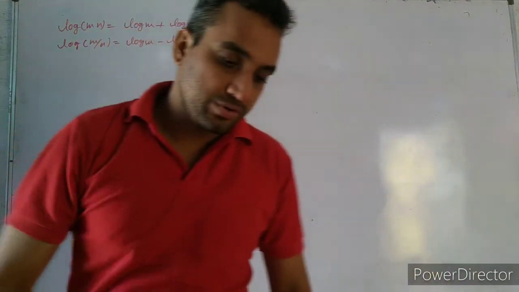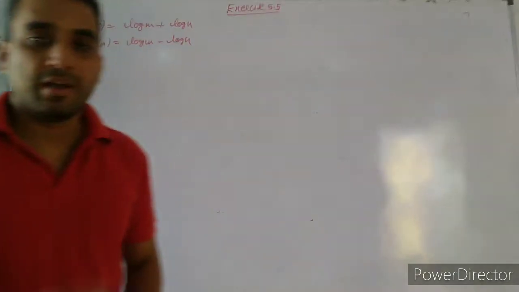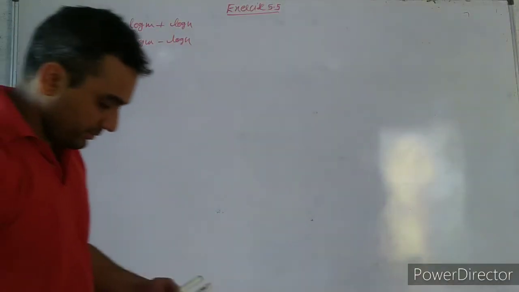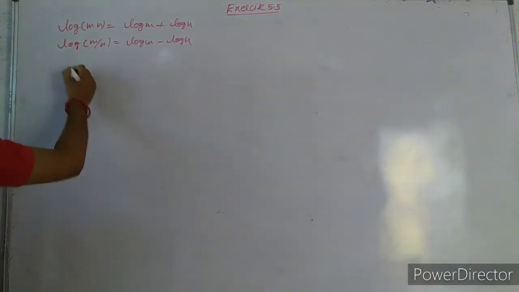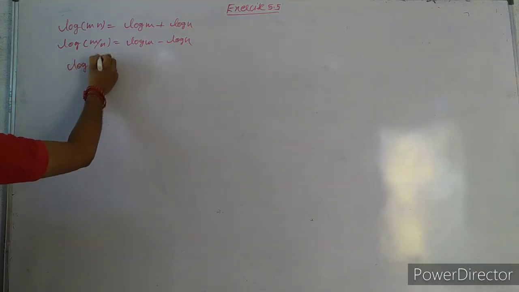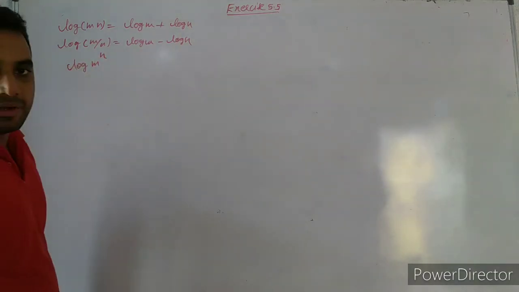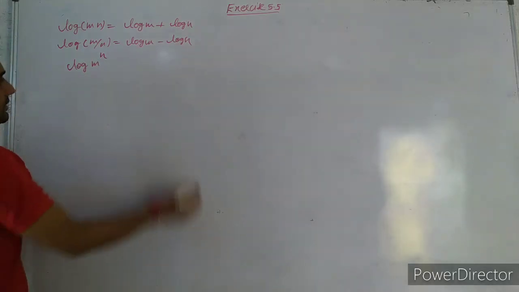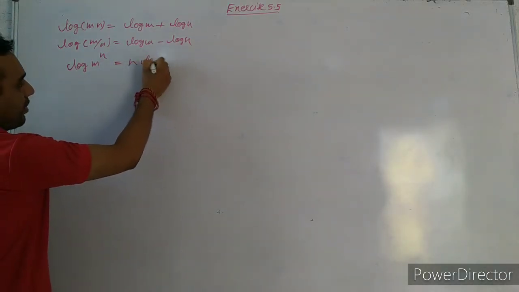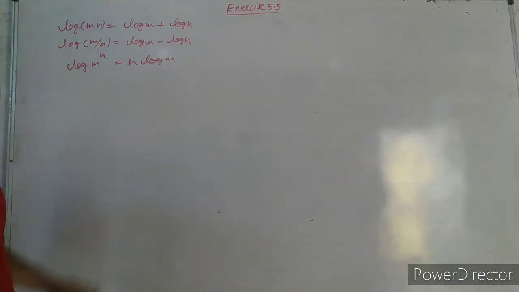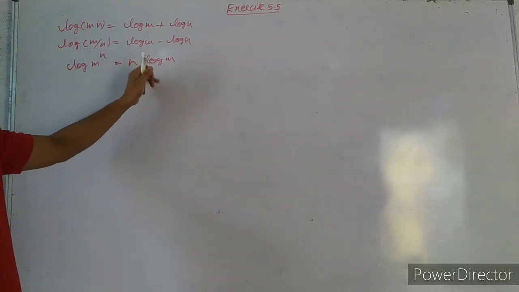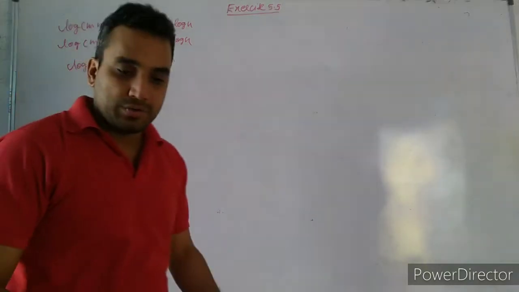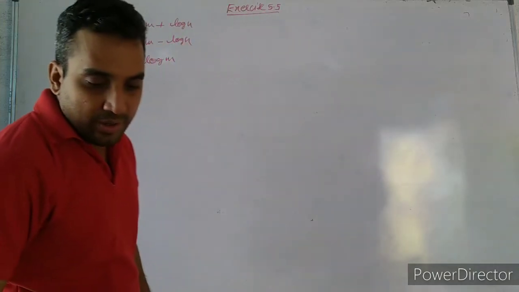Now students, before solving question number 3, again I will tell you a property. If we have log m to the power n, then we can write it as n log m. By using this property, we will solve question number 2.